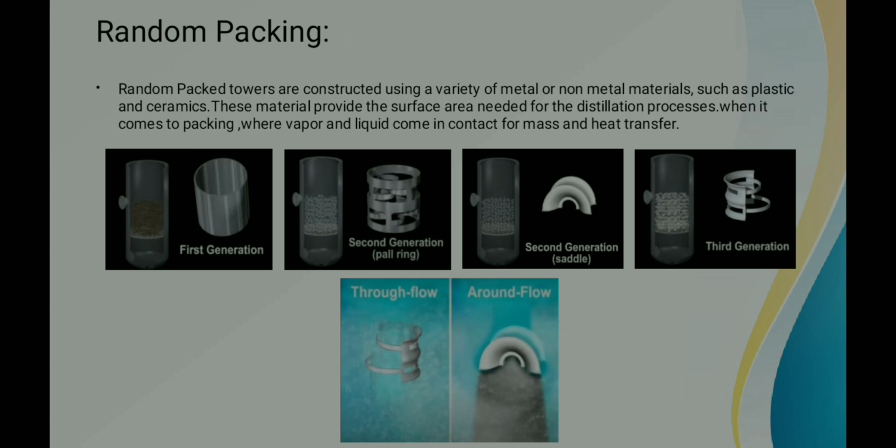On the bottom of the image, we can see the through flow and around flow. This is how the flow acts on the random packing, which is randomly placed in a distillation column. And this is how a random packing works in a distillation column.